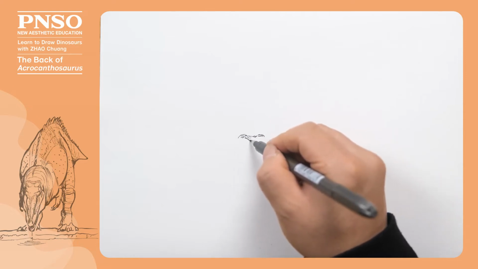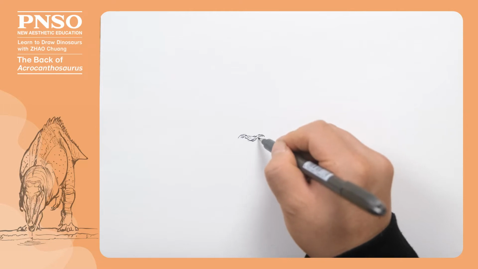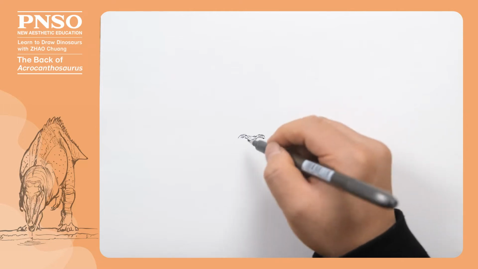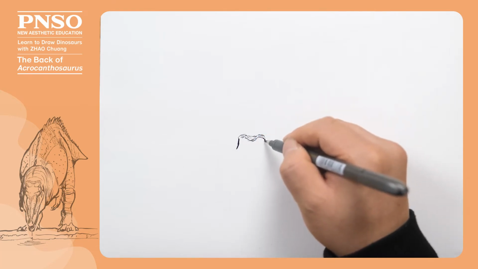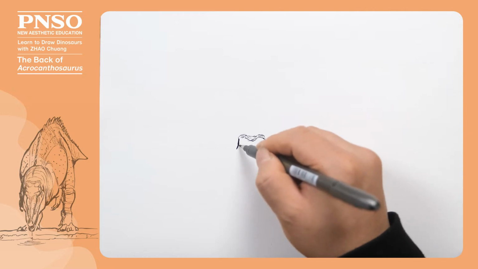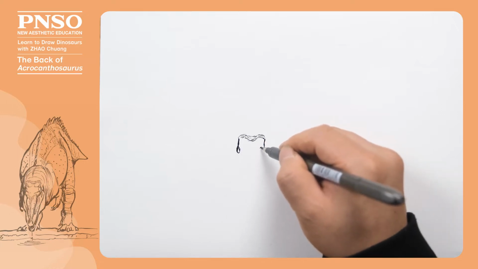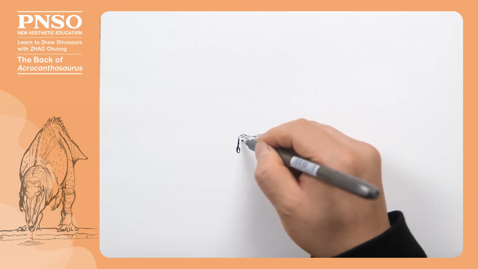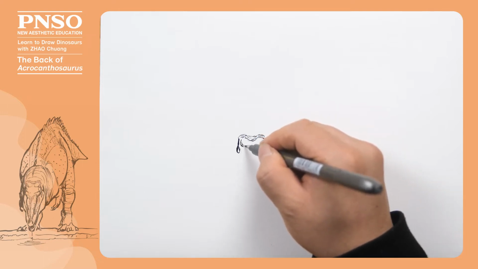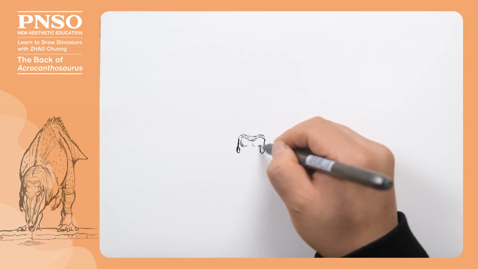We can draw some wrinkles on the boundary between its head and neck. Then let's draw the top of its head, which is close to its eyes. At the back of its eyes, there were two large lumps. Here, we can see a little bit of its supratemporal fenestra.